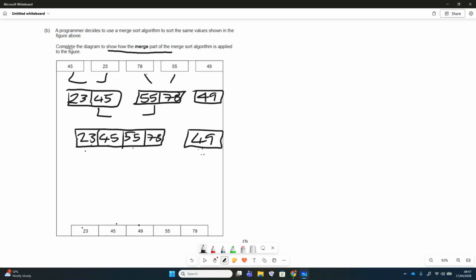So we got some marks for doing this first bit and having 49 by itself, and we got some marks for doing that bit and still having 49 by itself. So there were 3 marks available for this one as well. So that was the merge part of the merge sort.